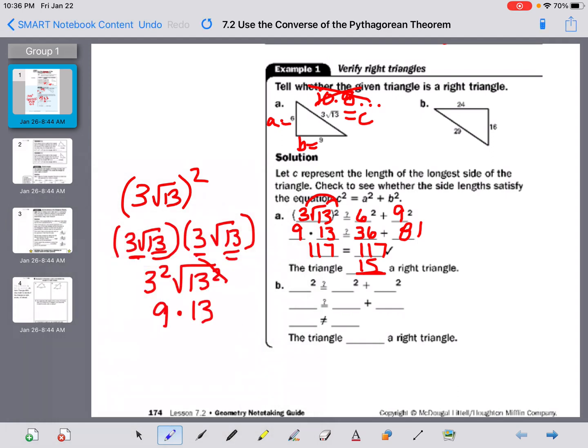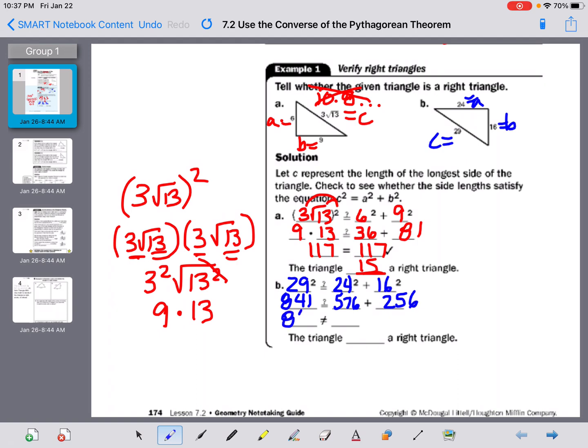Okay, so let's check B. All whole numbers, which is nice, and so which one has to be my C? The biggest one, so we're going to plug in 29 for my C spot. And it doesn't matter which is the other two, as long as we just put them there. I guess I could put the equal sign in the other spot, couldn't I? All right, so I get a 24 on one, a 16 on the other. Let's do the math. 29 squared. 29 times 29, 841. 24 squared. 24 times 24, 576. 16 squared. 16 times 16 is 256.